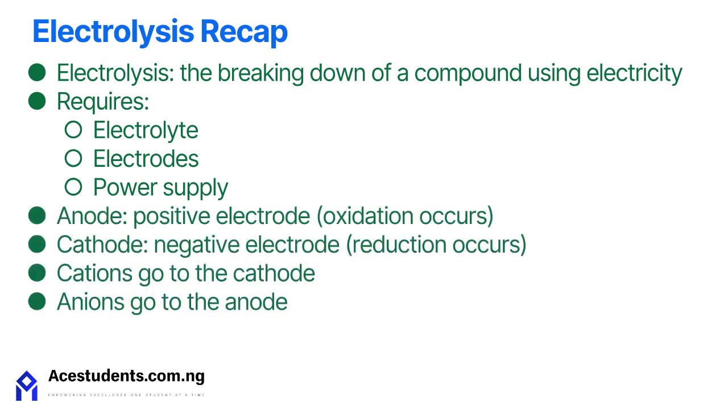In electrolysis, the anode is the positive electrode, where oxidation occurs. The cathode is the negative electrode, where reduction occurs. Cations, which are positive ions, move towards the cathode. Anions, which are negative ions, move towards the anode. A quick way to remember is anox, meaning oxidation at the anode, and red cat, meaning reduction at the cathode.